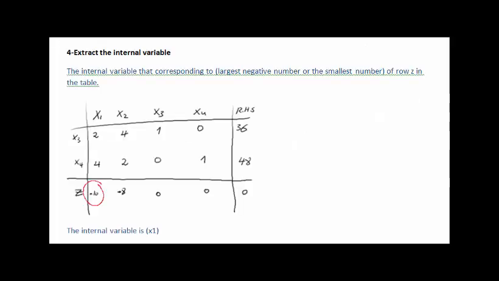After we complete the 3 steps of the procedure, we go to step number 4, which is extracting the internal variable. Before we extract the external variable, I need to note that we have here an identity matrix. If we have 3 slack variables, for example x3, x4, or x5, you'll find 1, 1, 1 in the column. Back to extracting the internal variable, it corresponds to the largest negative number, or the smallest number of row z. So you go to the row z, and you find out which one is the smallest or the biggest negative one, which in this case is -10. So you go to the column, so the internal variable would be x1. I hope this is clear.